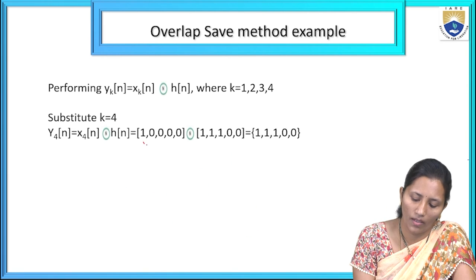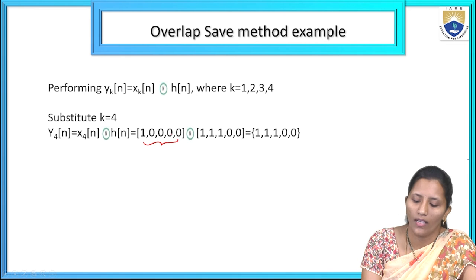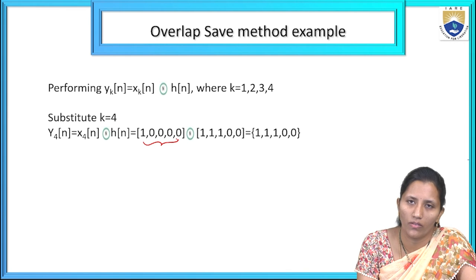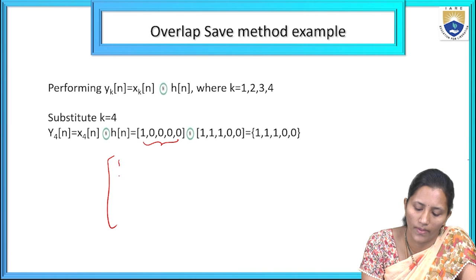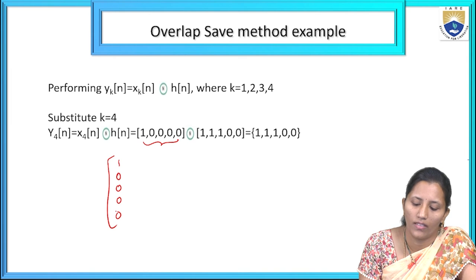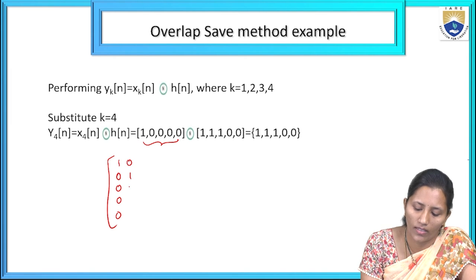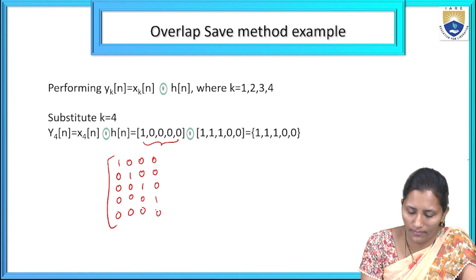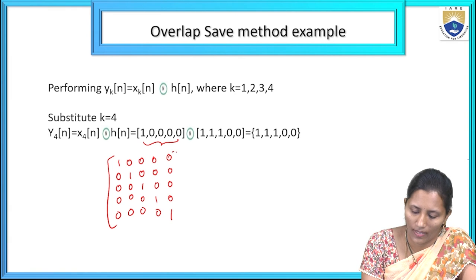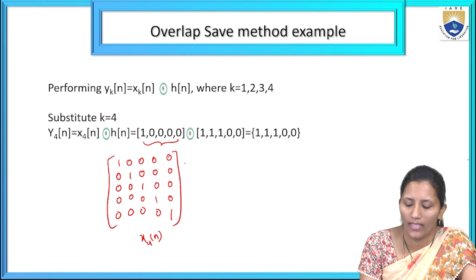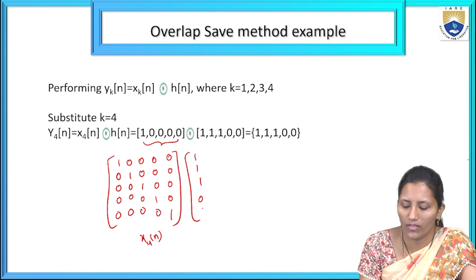And for y4 of n, the only remaining bit is 1, and we added the next bits, 0, 0. See here. So we first write down x4 of n and rotate these samples by 1. This is x4 of n. It is multiplied with 1, 1, 1, 0, 0. This is h of n. We will get 1, 1, 1, 0, 0. This is y4 of n.